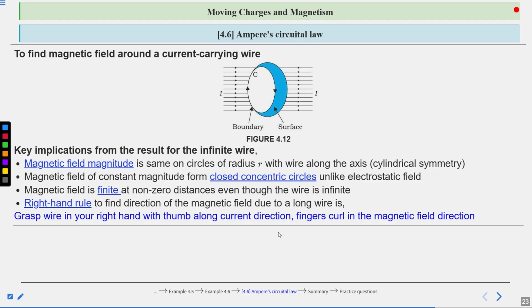And if the magnetic field is given and you have to find the direction of current, you have to grasp the wire and point your thumb in the direction of current, and your fingers will give the magnetic field.